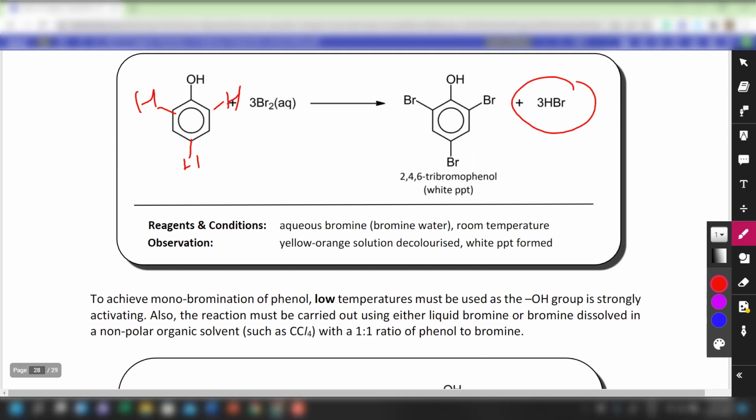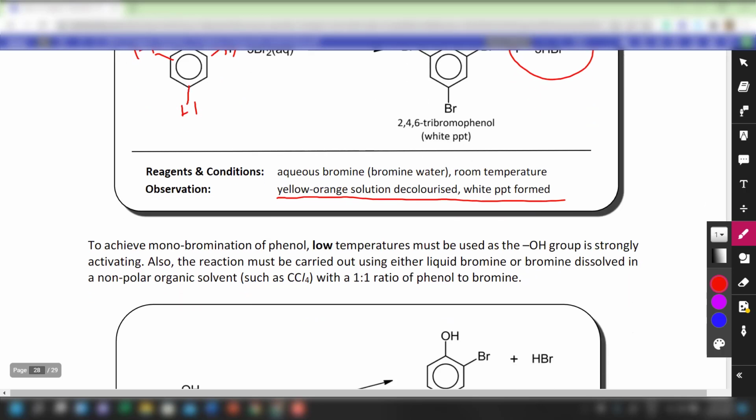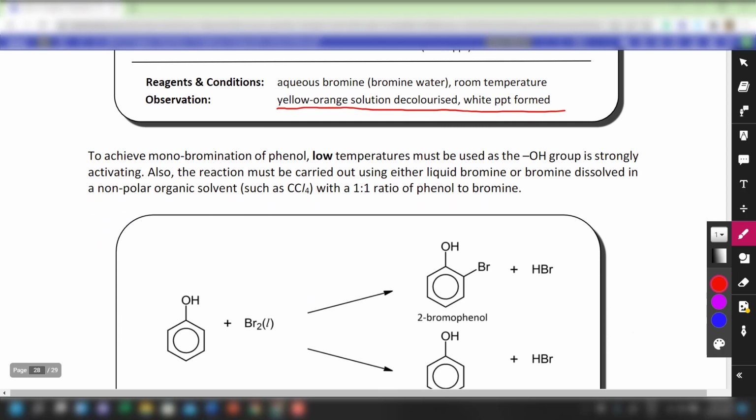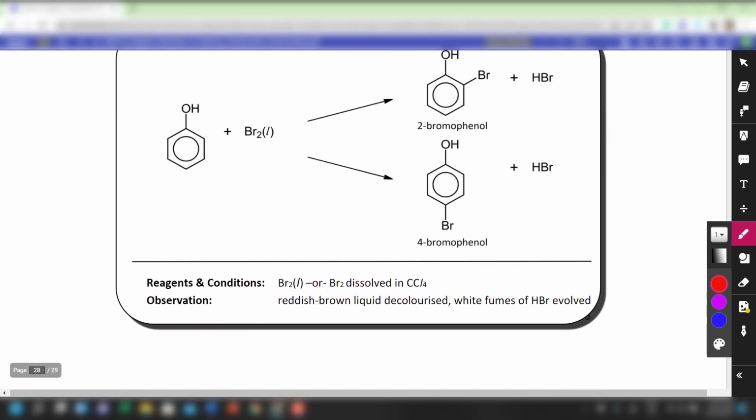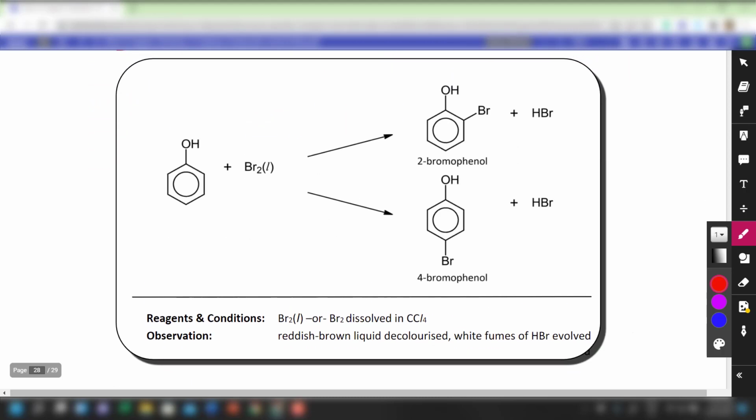The observation will be yellow-orange solution decolorized. The yellow-orange solution is actually your aqueous bromine. If you want monobromination, you have to do it at really low temperature, and you shouldn't use a polar solvent such as water. Normally we'll simply use liquid bromine or bromine dissolved in CCl4. Remember that a low temperature is required.